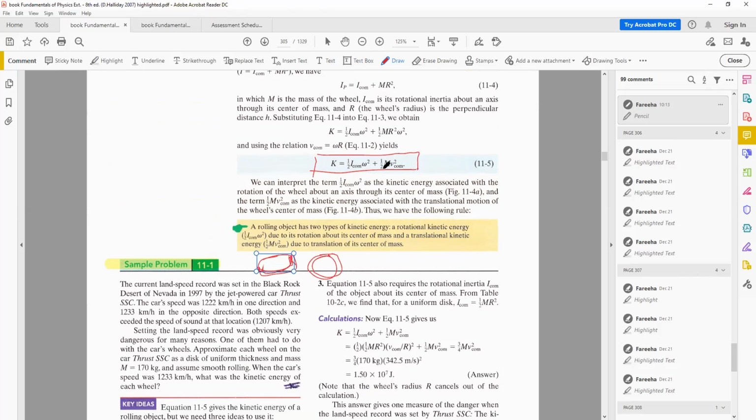Okay, so in this case, we know that the formula for I can be obtained from the table we had in chapter 10. You remember that table? For a uniform disk, I can share this table with you.